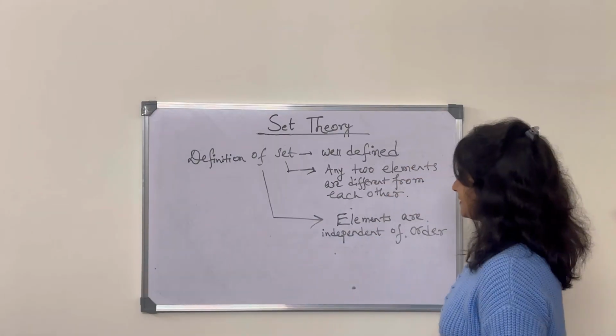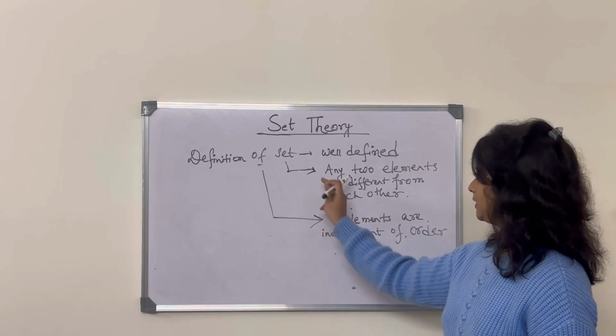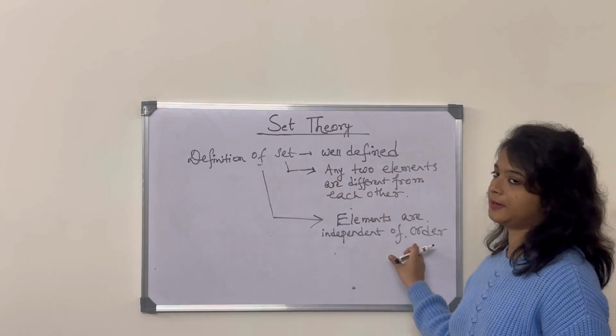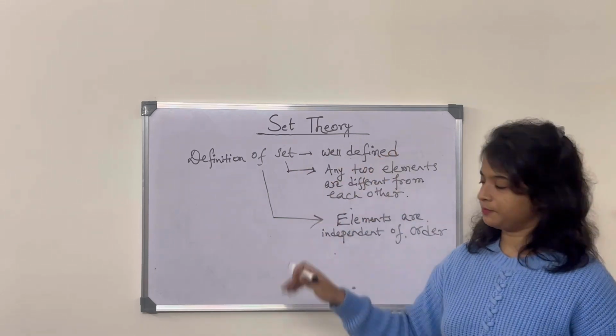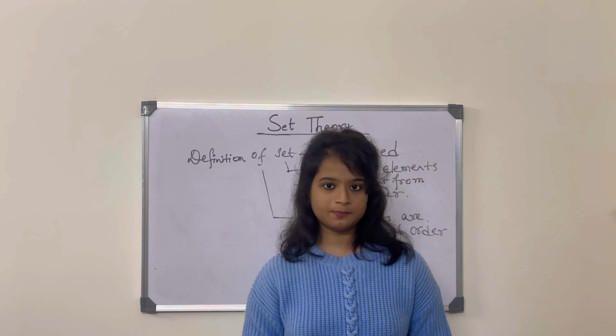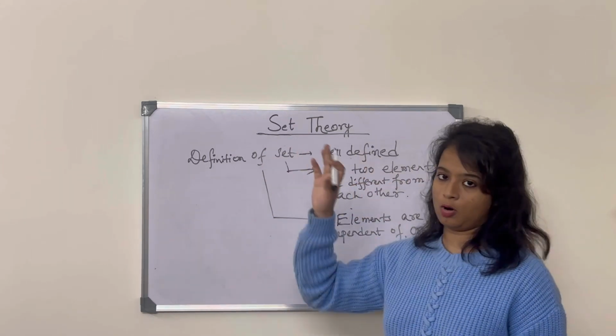So, next, definition of set. Definition of set consists of three components. One is well defined. Any two elements are different from each other and elements are independent of order. What is well defined means? So, well defined means one or more than one certain rules by which it is determined whether an element can be a part of that set or not.